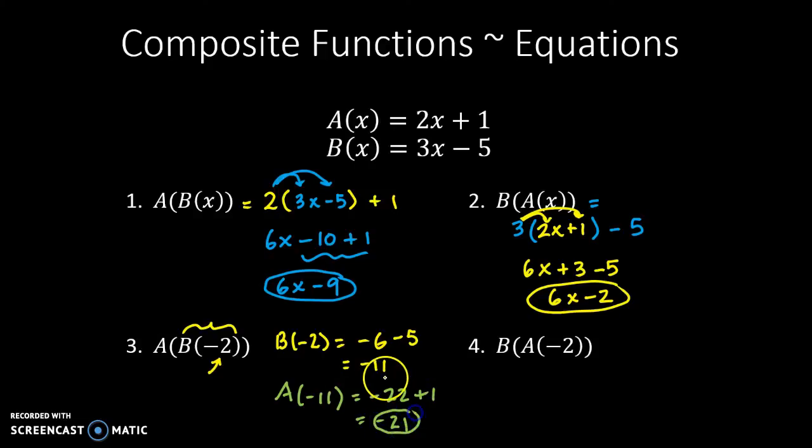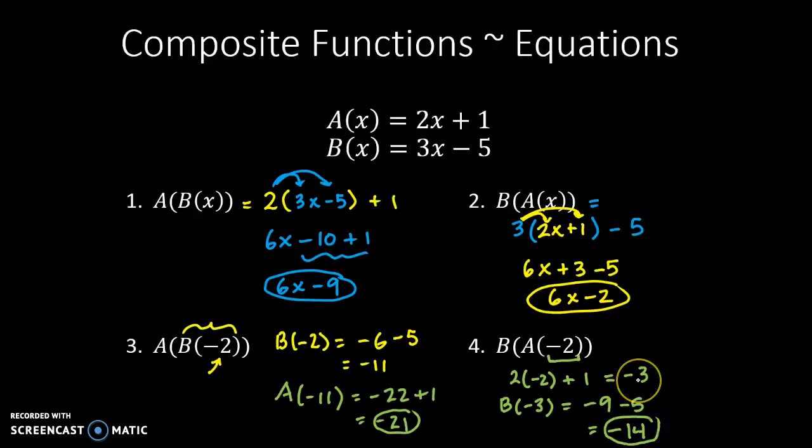So when it's a number, I prefer to just jump through the functions, but if I have x's, I think of it as putting a function into the shell. So a of negative 2 would be 2 times negative 2 plus 1, so negative 4 plus 1, which is negative 3. And so then I want to find b of negative 3, which would be negative 9 minus 5, or negative 14. You should be getting to the point where it's comfortable for you to write composites of functions as a function, and you should also be comfortable evaluating composite functions.